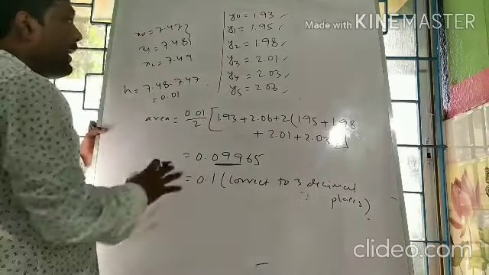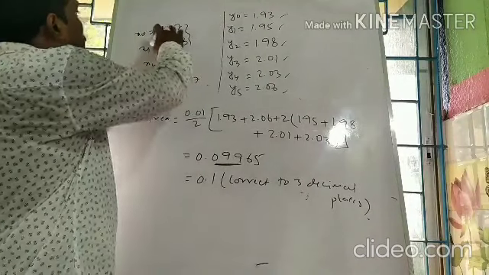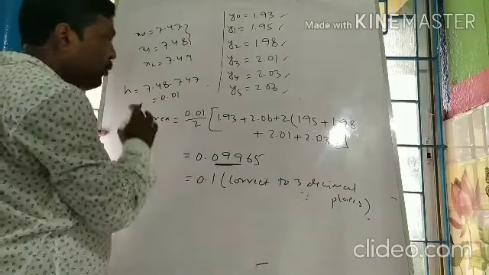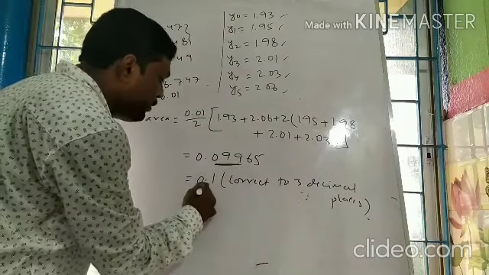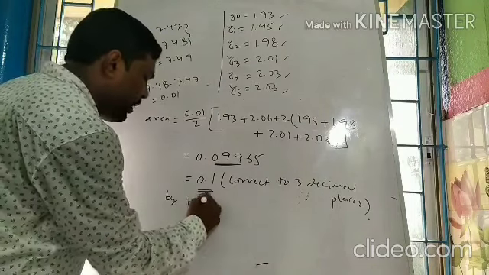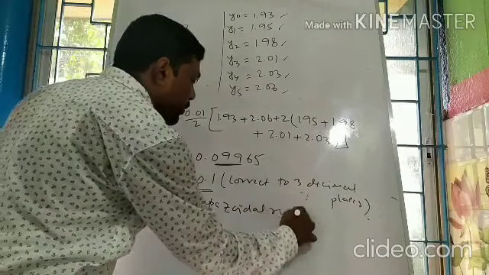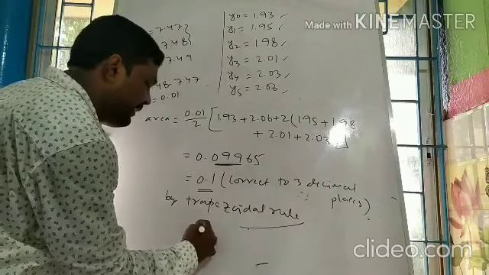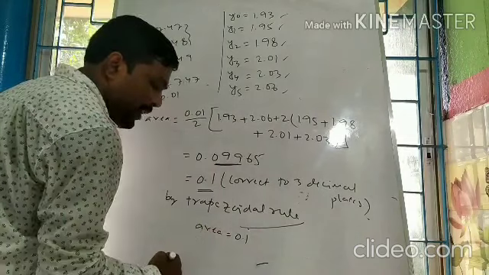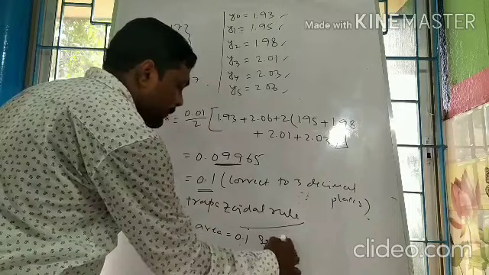So the area bounded by the curve y equals f(x), the straight line x equals 7.47, the straight line x equals 7.52 and the x axis is 0.1 by the trapezoidal rule. Okay, actually this area is 0.1 square unit.